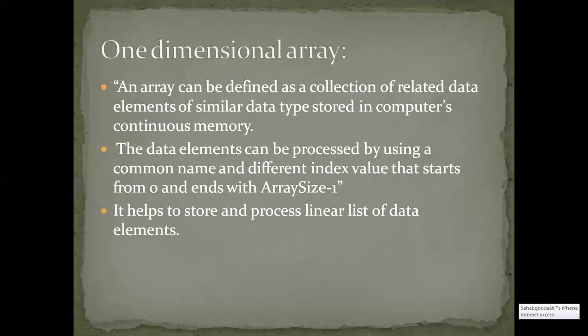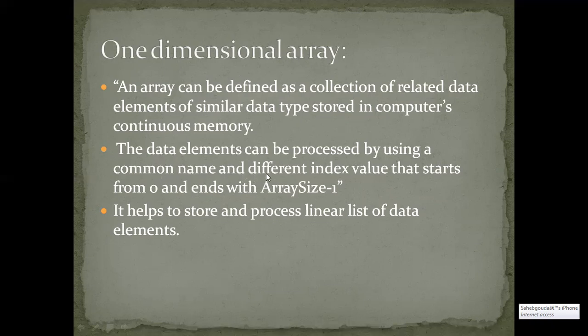Now we can see in detail how the one-dimensional array works. The definition of the one-dimensional array is the same as how we define an array. I'll read it once again. An array can be defined as a collection of related data elements of similar data type, stored in a computer's continuous memory. If you're talking about integer, it should be integer only. If you're talking about float, it should be float only. The data elements can be processed by using a common name.